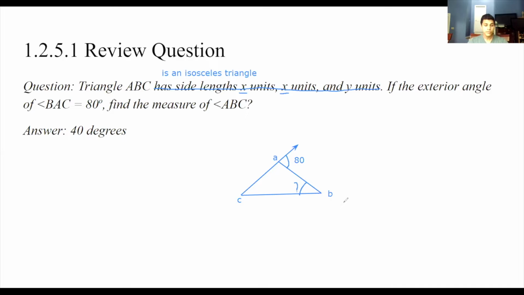And as I've told you before, the easiest way to solve these questions is to work backwards. You want to figure out what you need to know in order to find what you're looking for. So we're trying to find angle ABC.